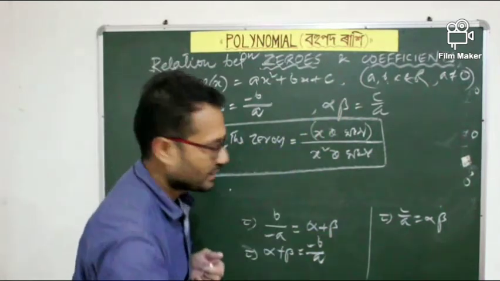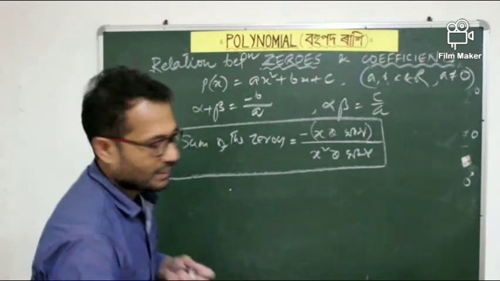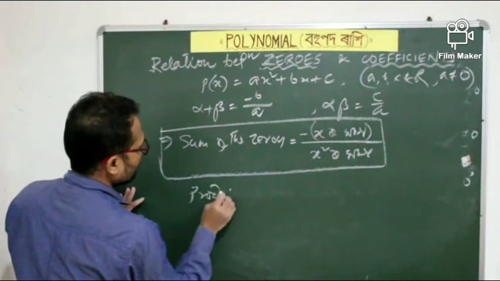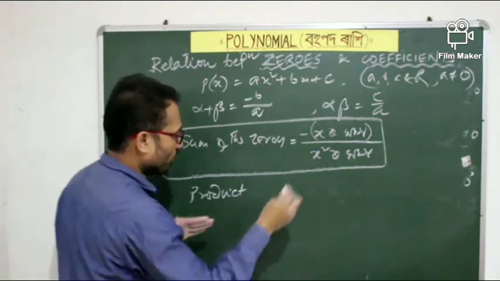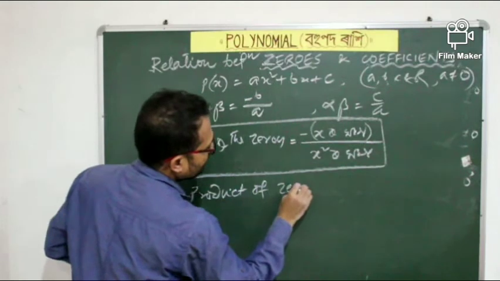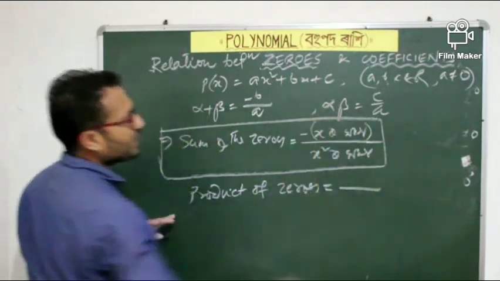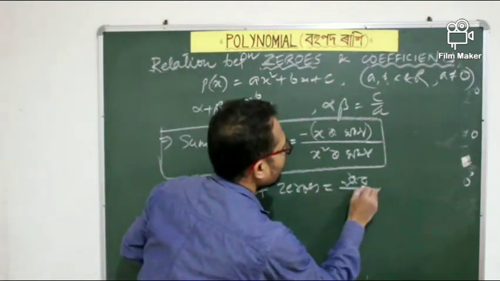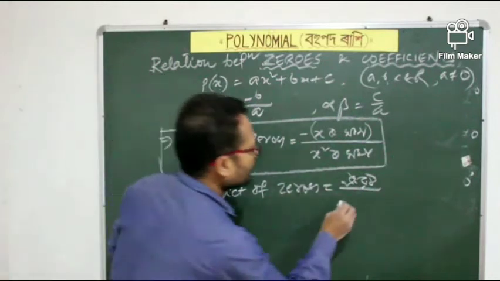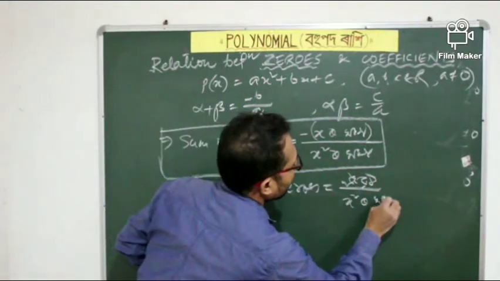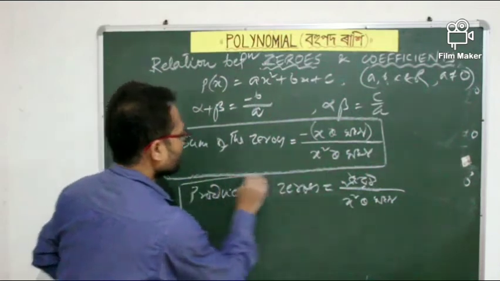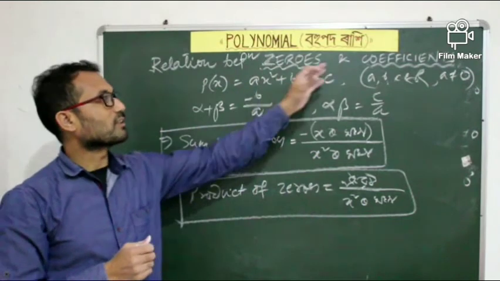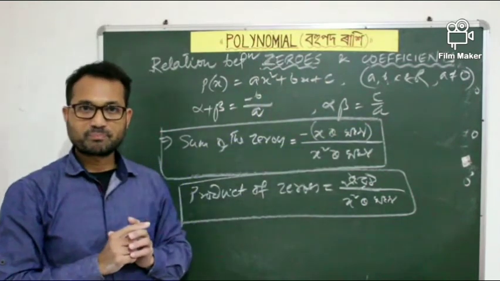And for that one we can write, this is the product of the zeros. Product of the zeros equals c by a. What is c? The constant, divided by a, the coefficient of x squared. So these are the relations between the zeros and the coefficients of a quadratic polynomial.